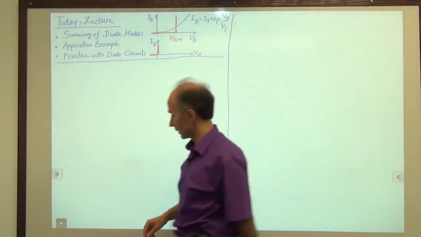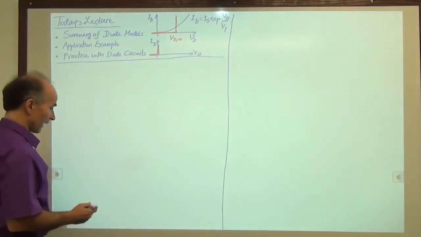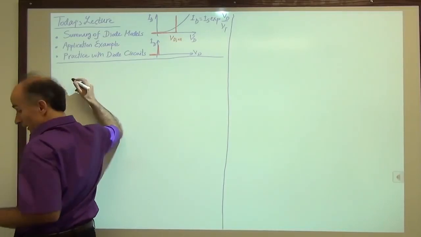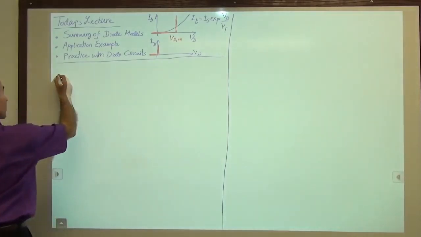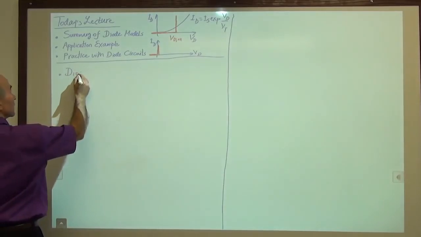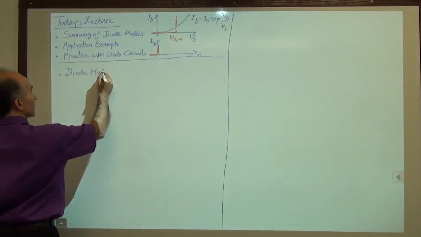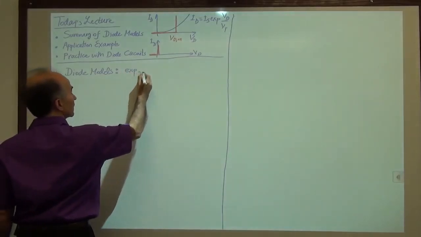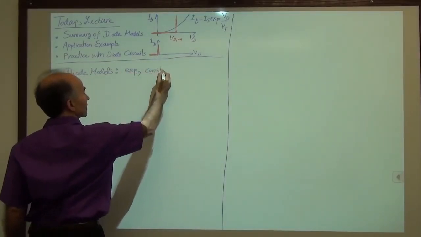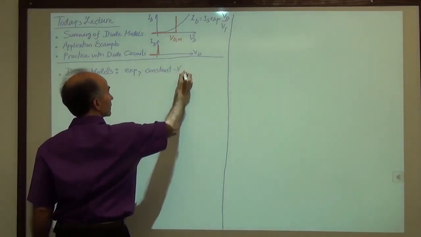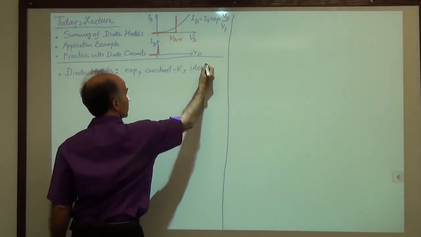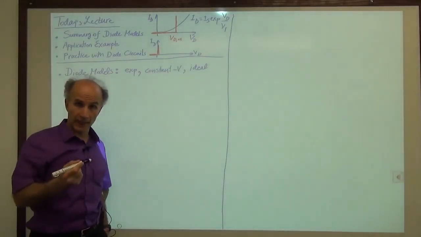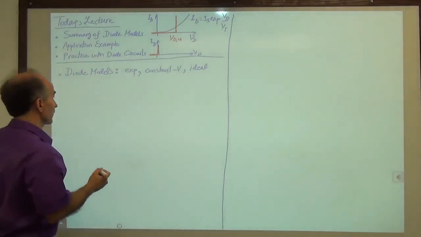So the diode models that we have so far consist of the exponential model, the constant voltage model, and the ideal model. These models share some properties. They have some properties in common. So what are those properties?